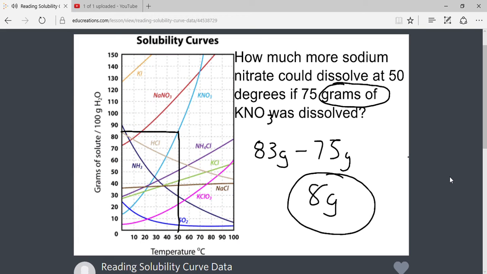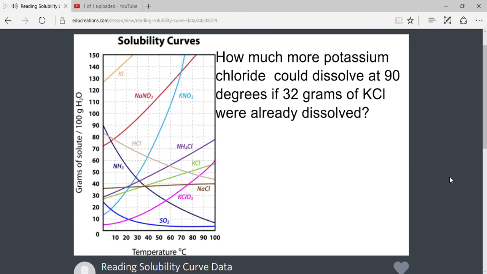Let us take a look at another similar example. We see when reading this example that the solute known as potassium chloride is now the solute of interest. Therefore, we will look on the curve for the temperature that we are interested in for KCl, or potassium chloride, drawing a line upward from 90 degrees till it crosses KCl, and then reading across on the graph the approximate point to reveal the saturated value.